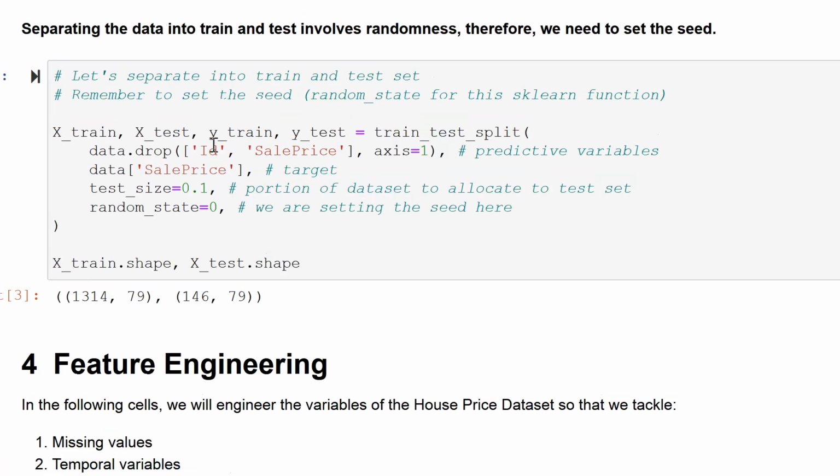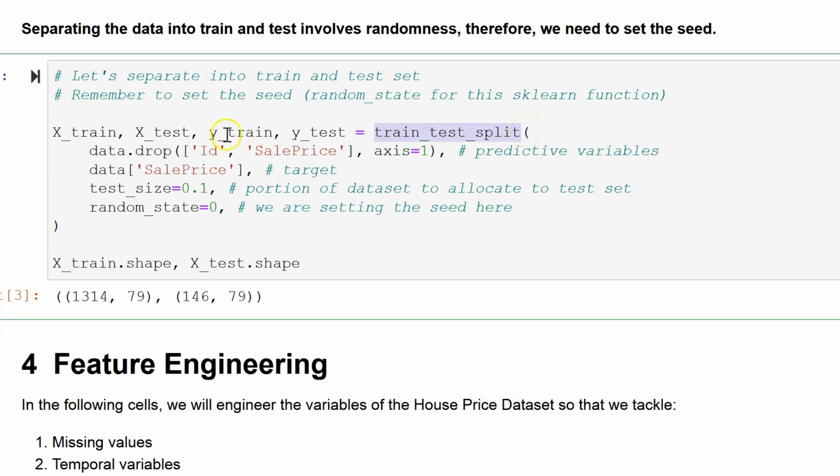To separate the dataset into train and test, we use the train test split function from scikit-learn. We're going to drop the ID and the sale price in the predictor variables, which are captured in this line. The target is the sale price, and we're going to keep 10% of the observations in the test set, and here we set the random state for reproducibility. So when you and I run the notebook, we should obtain a similar split, but more importantly, we need to keep the split the same between the research and later on the production environment.